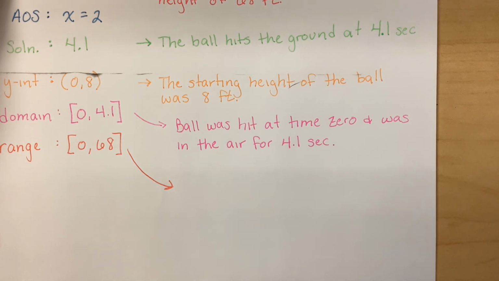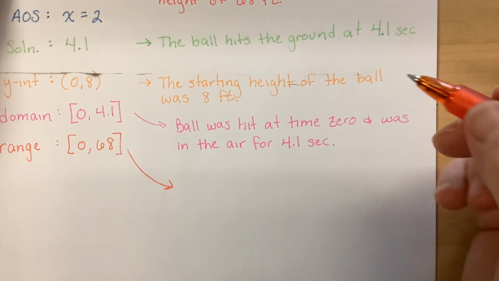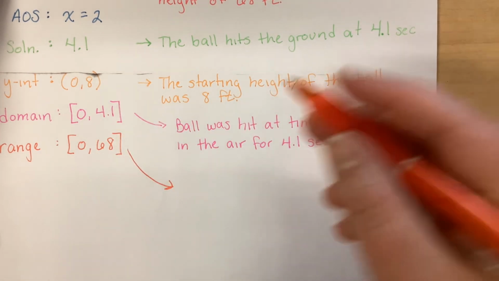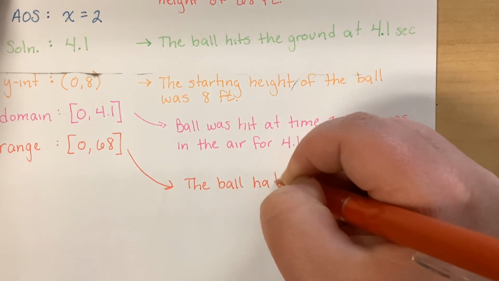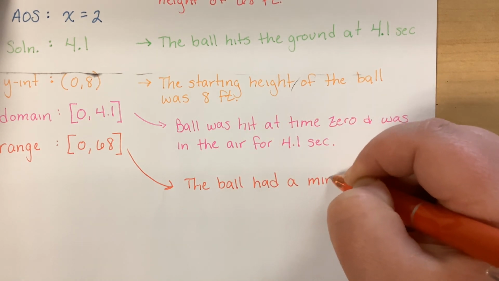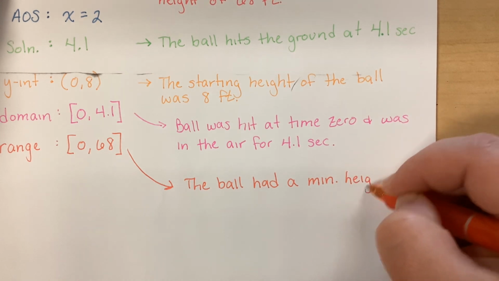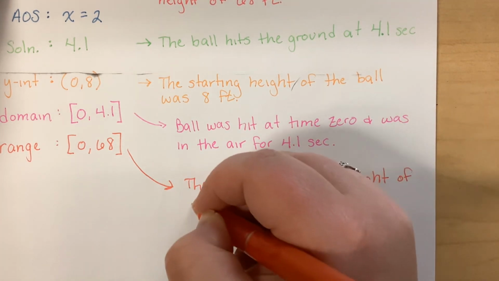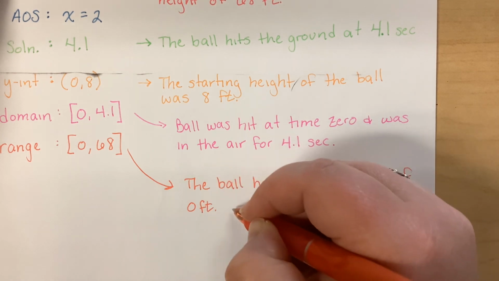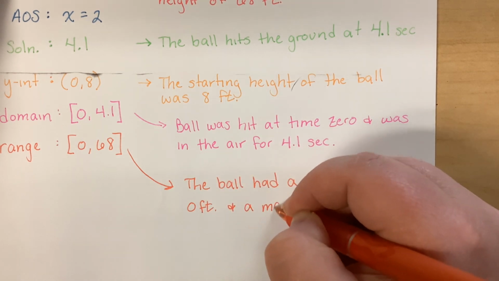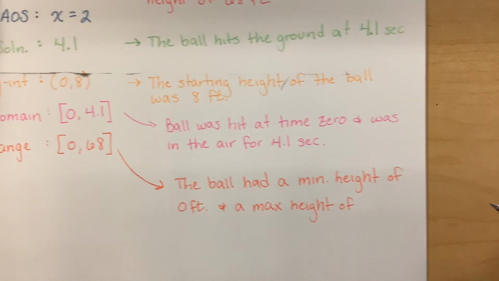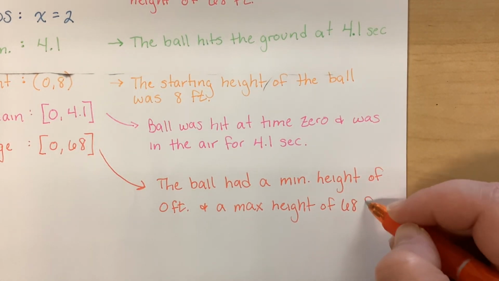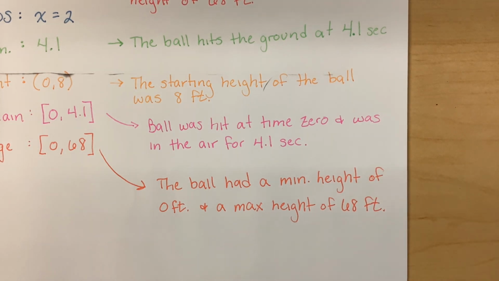Okay. So the ball reaches a maximum height of 68 feet and a minimum height of 0 feet. So the ball had a minimum height of 0 feet and a max height of 68 feet. And that's it for that one.